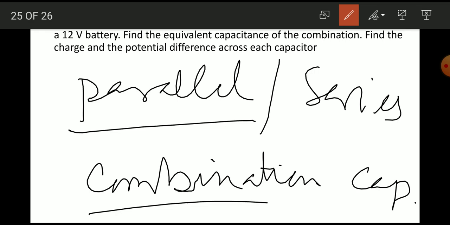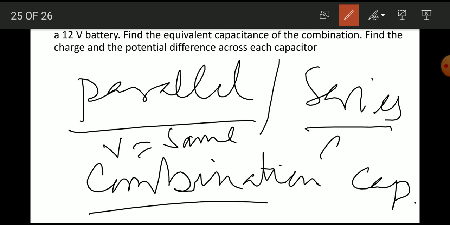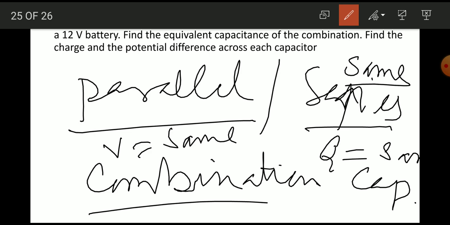In parallel combination, voltage is the same. Each appliance will get the same amount of voltage. In series combination, charge is the same. In series combination, there is only one way for the flow of current, so each instrument will get the same amount of charge. In parallel combination, each instrument will get the same amount of voltage.